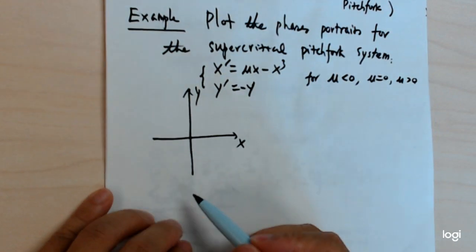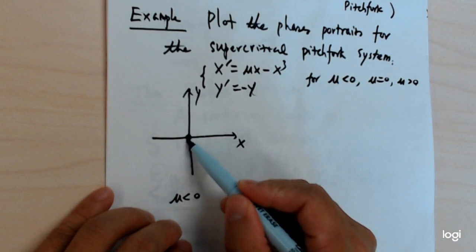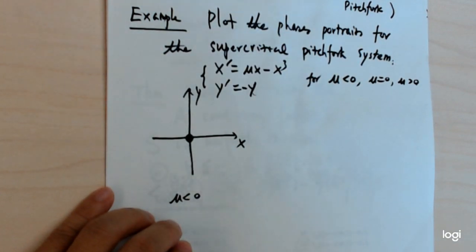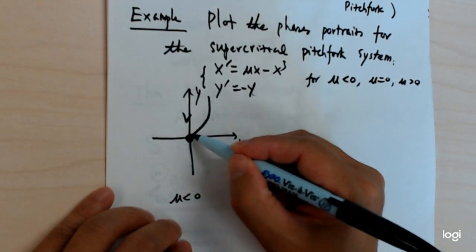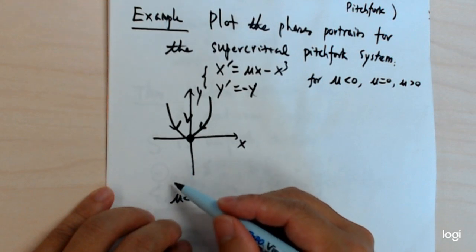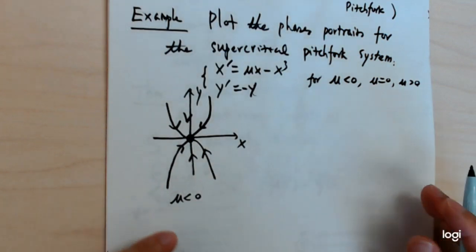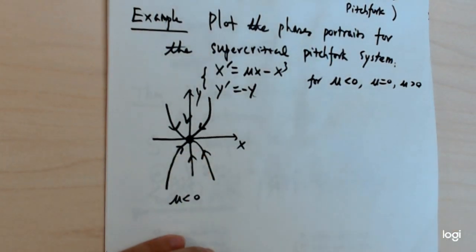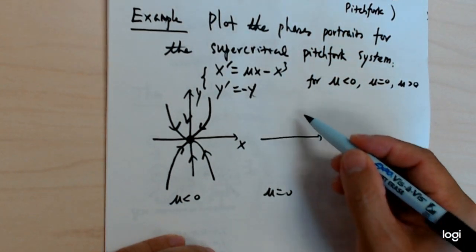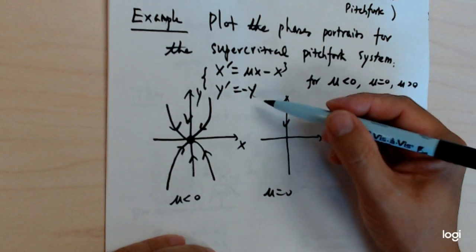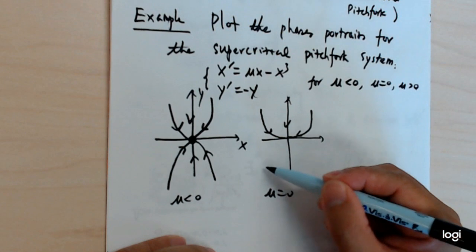XY. When mu is negative, you will be able to find out that there is only one equilibrium, at the origin, and the phase portrait looks like this. You can think about why. It's very easy to see, but the origin will be stable in this case. Mu equal to 0 looks almost the same. Probably the phase portrait is just a little bit flatter around the origin.